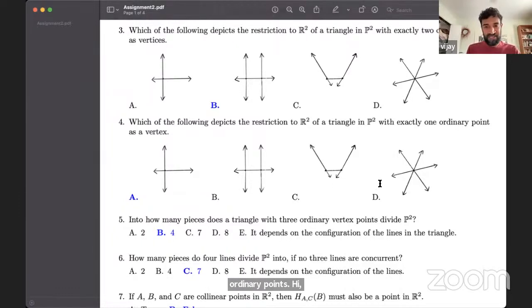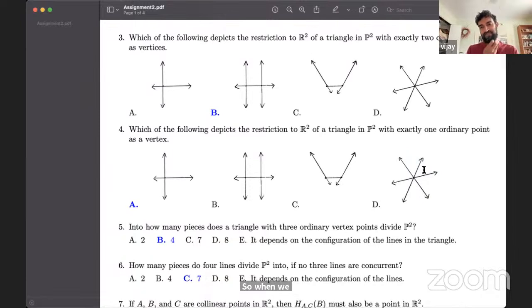Part D, this indeed has just one ordinary point. We're looking at 3 concurrent lines here. But is this a triangle? Maybe here it's useful to have a better definition of what a triangle is. When we talk about a triangle, we really mean a configuration of three lines that are not concurrent. This will not be a triangle.